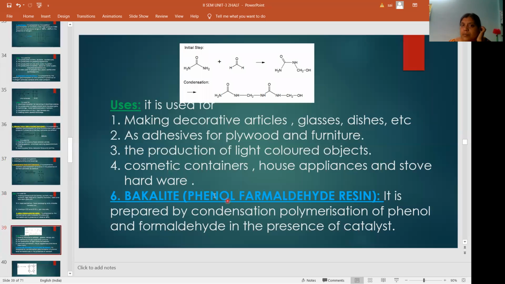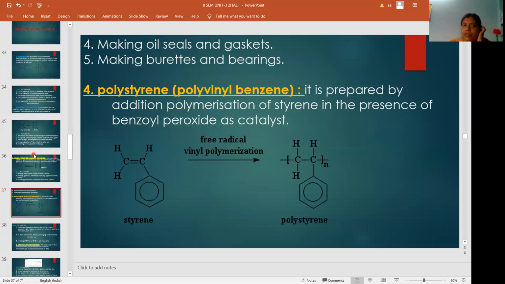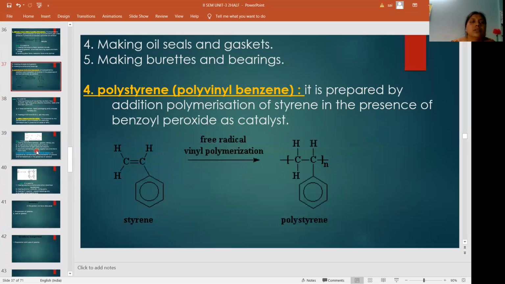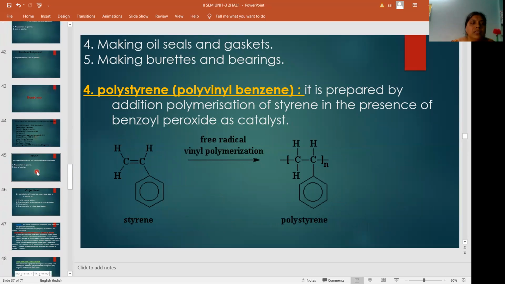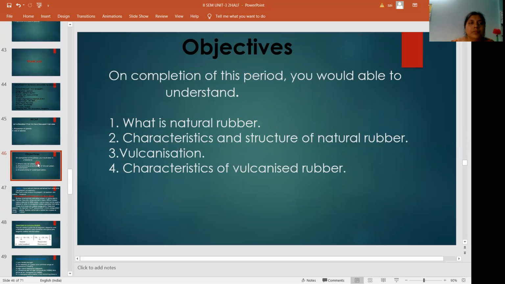Then uses. Minimum 3 uses you have to learn by heart. There are 5 uses, 4 uses, but minimum 3 uses you study. That's enough. So in the last class we finished this topic, plastic. Now today we are going to discuss rubber.